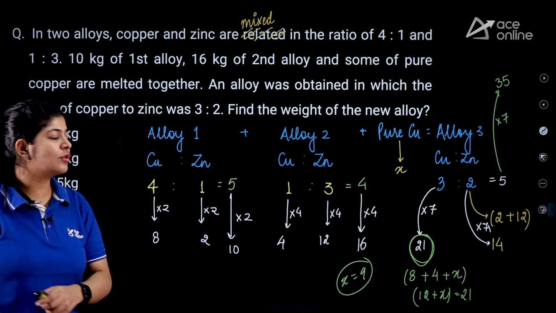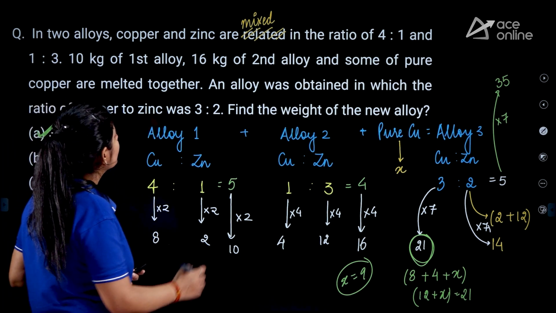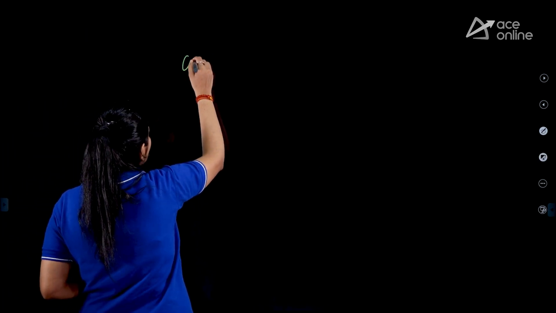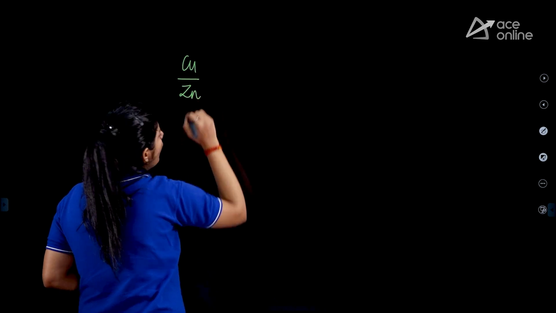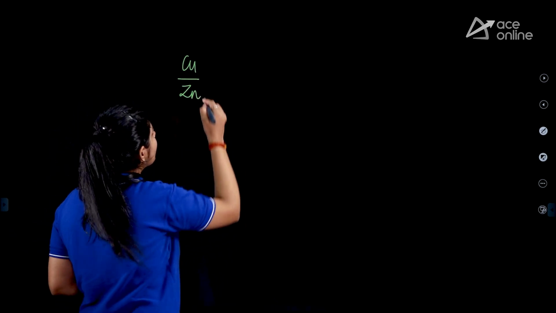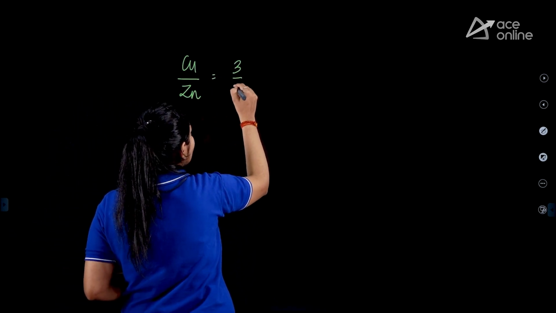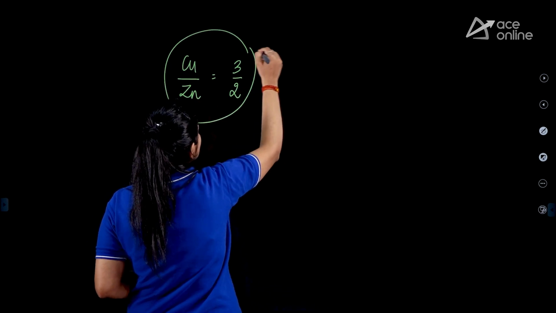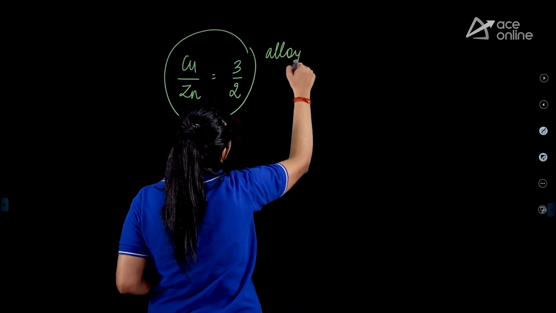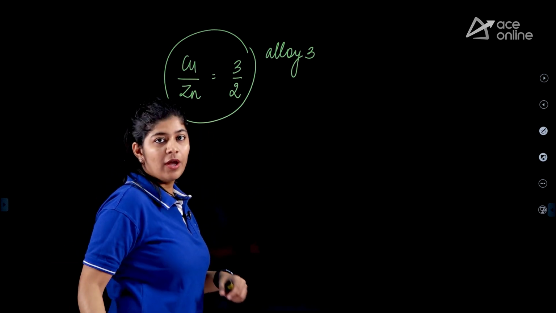Or you can also do it in another way. You know the copper and zinc ratio for the final alloy, and that is 3/2, right? This is for the third alloy.